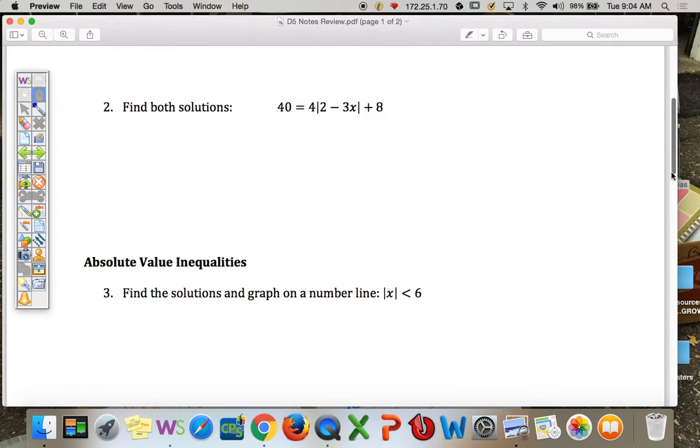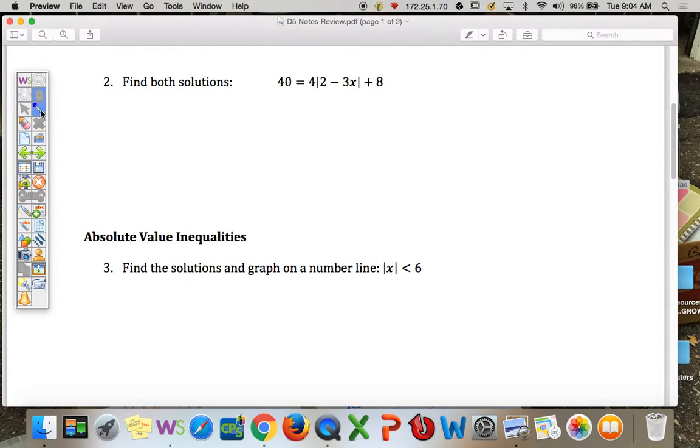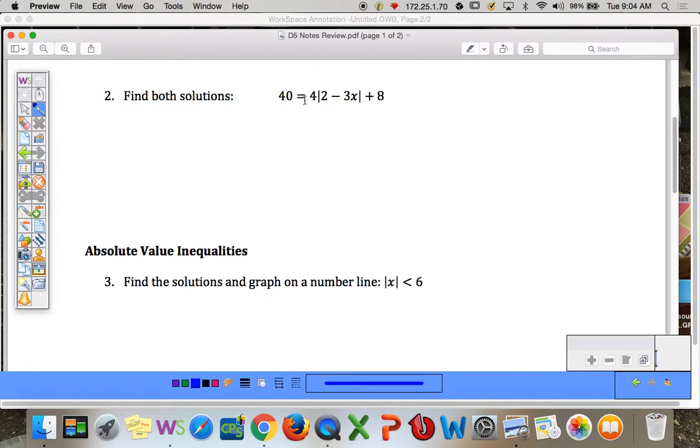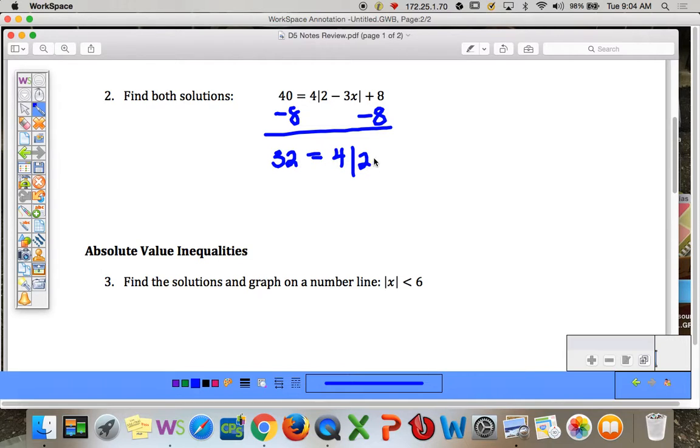This time we have numbers on the outside, and we have to get rid of those first before we split it up. So we have this multiply by 4, this plus 8. So first subtract 8 from each side. So we get 32 equals 4 times the absolute value of 2 minus 3x. We'll divide each side by 4. So we'll get 8 equals the absolute value of 2 minus 3x.